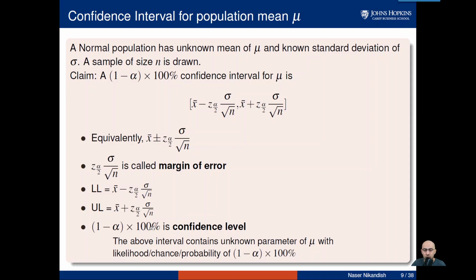So let me actually finish with this one right here. Let's say I want to build a confidence interval for mu of a normal population when I know sigma. So sigma is known. That confidence interval is going to be x bar plus minus z of alpha over 2 sigma over square root of n. That term right there, z of alpha over 2 sigma over square root of n, we call that margin of error. Lower limit is x bar minus z of alpha over 2 sigma over square root of n, and that is your upper limit right there. So this is a (1 minus alpha) 100% confidence interval, at the level of (1 minus alpha) 100%. All right.